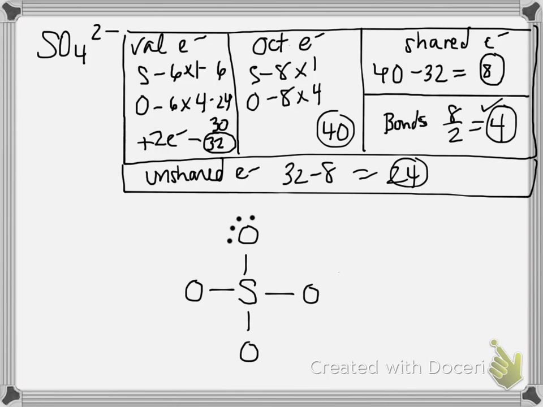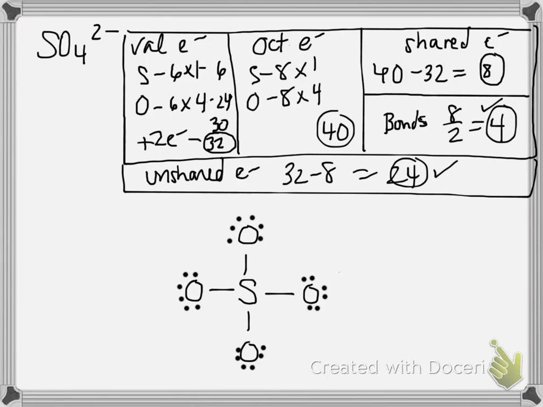1, 2, 3, 4, 5, 6 on each of the four oxygens. Count them up. 2, 4, 6, 8, 10, 12, 14, 16, 18, 20, 22, 24. We have all of our unshared pairs.